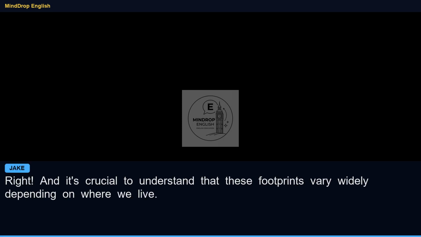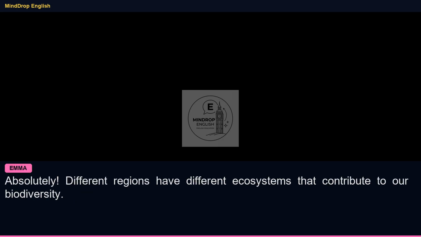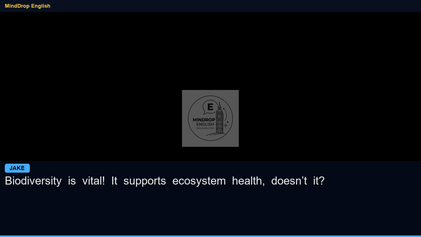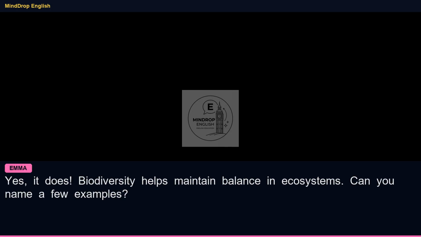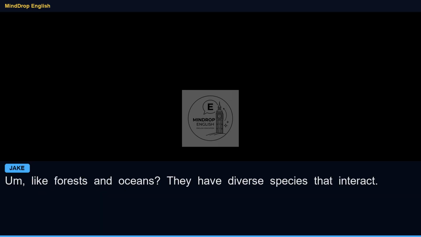Right, and it's crucial to understand that these footprints vary widely depending on where we live. Absolutely. Different regions have different ecosystems that contribute to our biodiversity. Biodiversity is vital. It supports ecosystem health, doesn't it? Yes, it does. Biodiversity helps maintain balance in ecosystems. Can you name a few examples? Like forests and oceans? They have diverse species that interact.